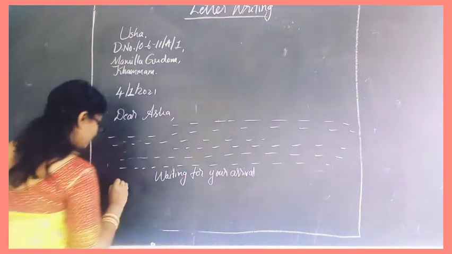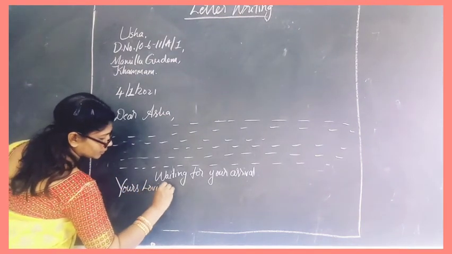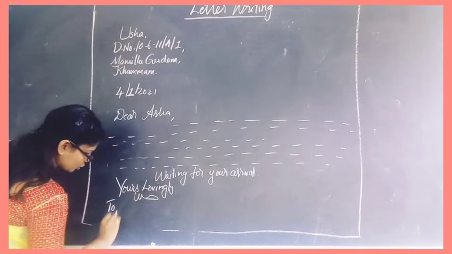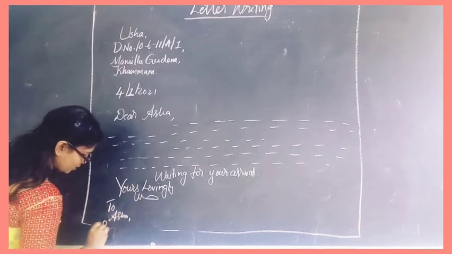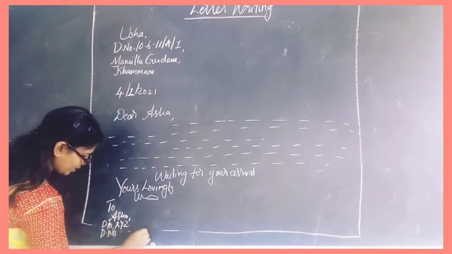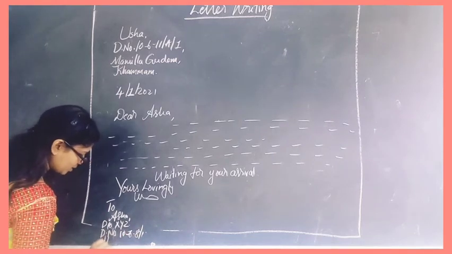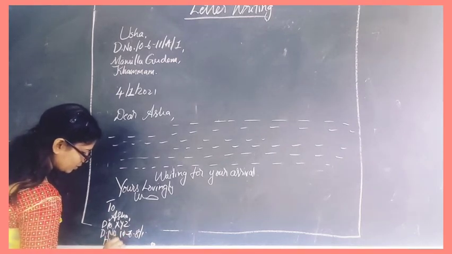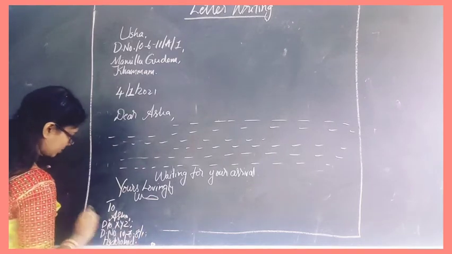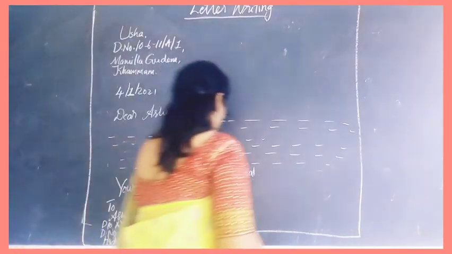Waiting for your arrival, yours lovingly, Usha. And then the word "To": To Asha, daughter of XYZ, father's name, door number 10-6-8-1, then Hyderabad. Don't forget to write the area name also. Comma, full stop. This is the way to finish the letter. The To address should also come.